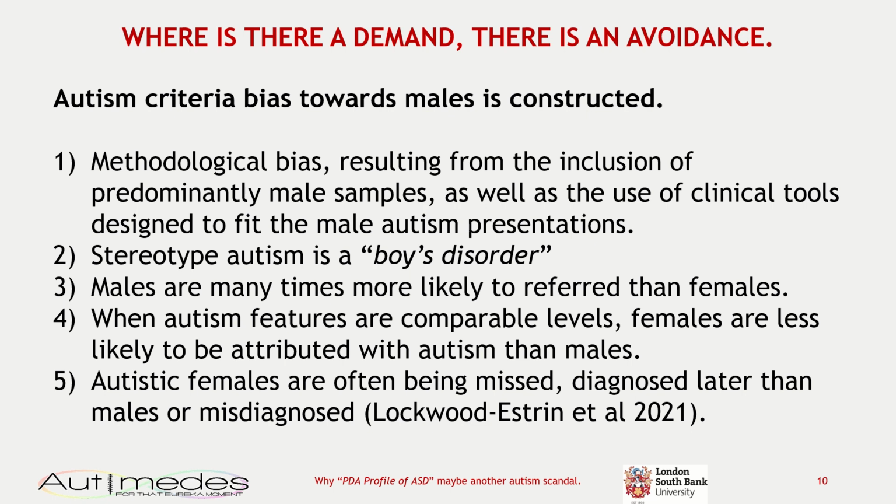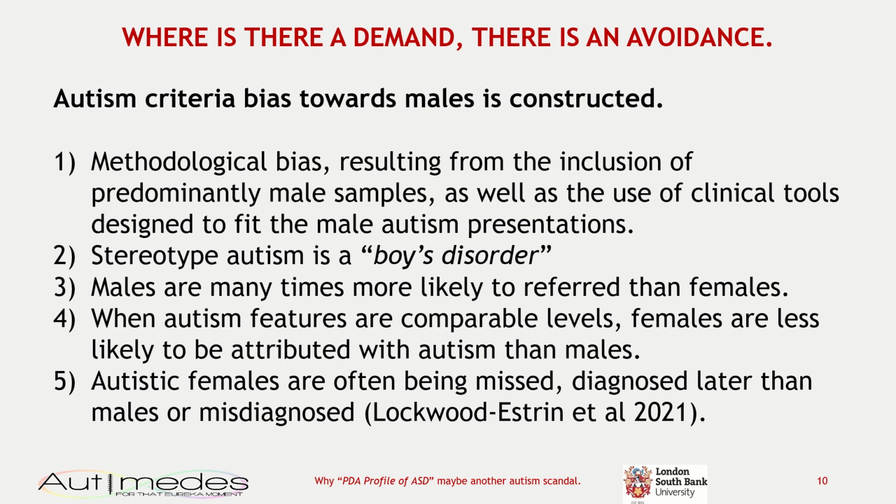There's the stereotype that autism is a boy's disorder, and we know that clinicians' bias can be a barrier to diagnosing autistic women, well, just autistic females. We know that males are often many more times likely to be referred than females. When autism features are at comparable levels, females are less likely to be attributed with autism than males. And we know that autistic females are often misdiagnosed, or diagnosed later than males.